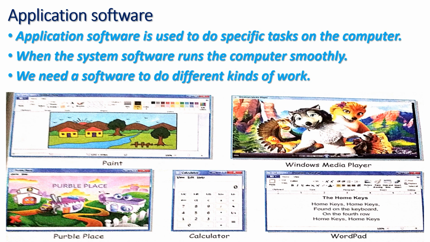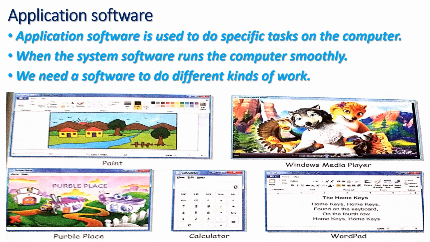Let's see another software category, application software. Children, have you noticed the wall clock at your home? What does it do? It does only one thing. It shows the time. Yes. Similarly, the application software is used to do specific tasks on the computer. When the system software runs the computer smoothly, we need a software to do different kinds of work.